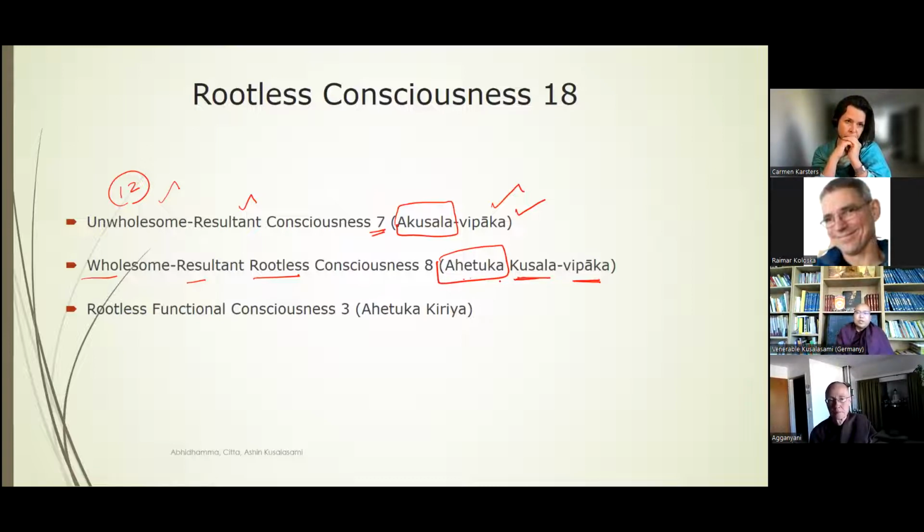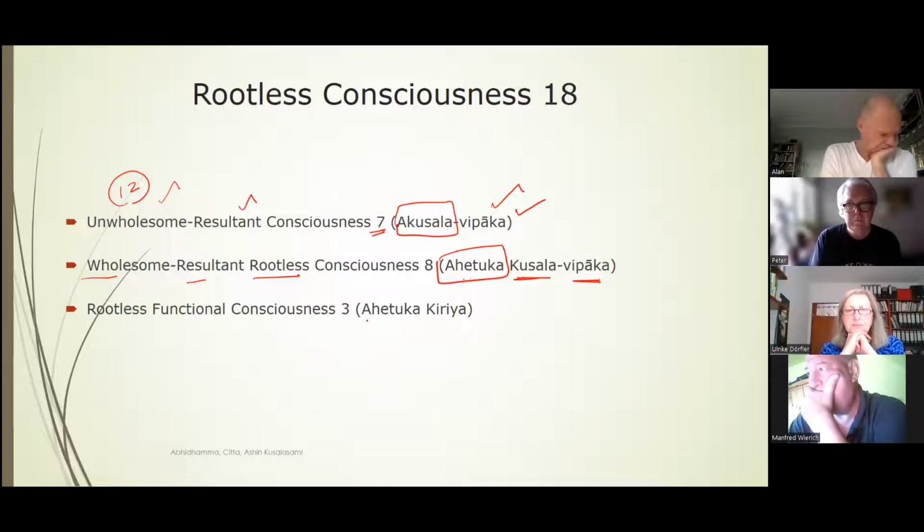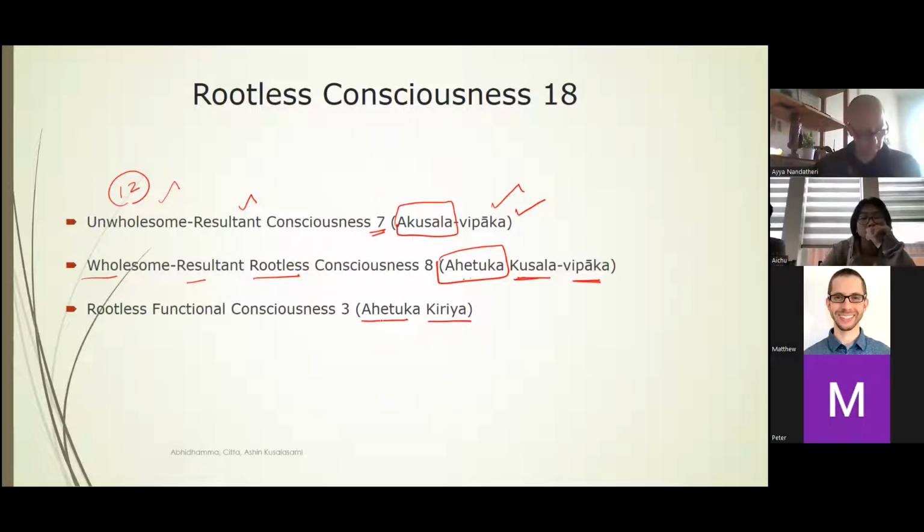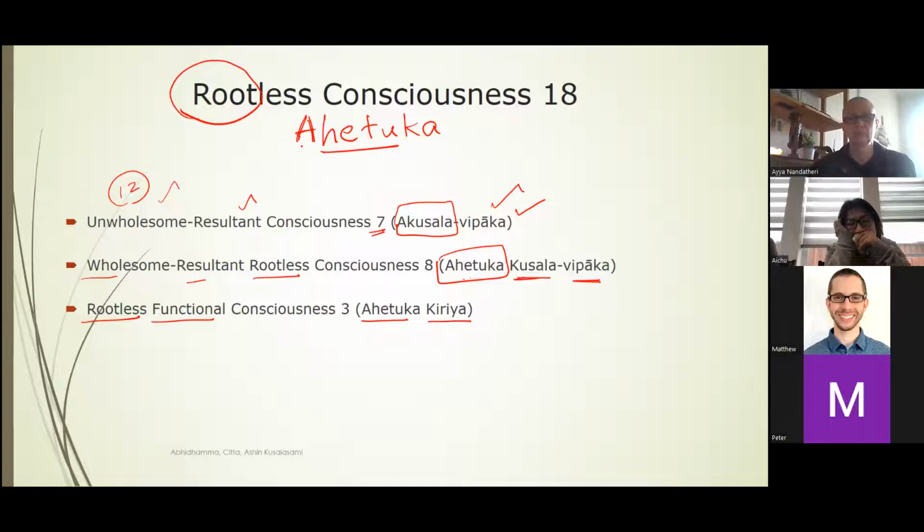At the beginning, I'm introducing only word by word translation, but later we will discuss in more detail. The next group is Ahetuka Kiriya. Ahetuka is rootless. Kiriya means functional consciousness. Ahetuka Kiriya cetas. So this 18 in Pali is Ahetuka ceta. Hetu means root. A is negative. So Ahetu means rootless.